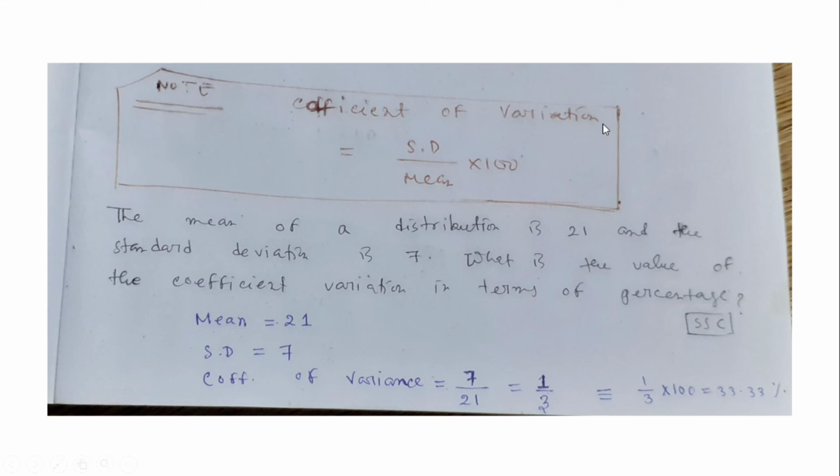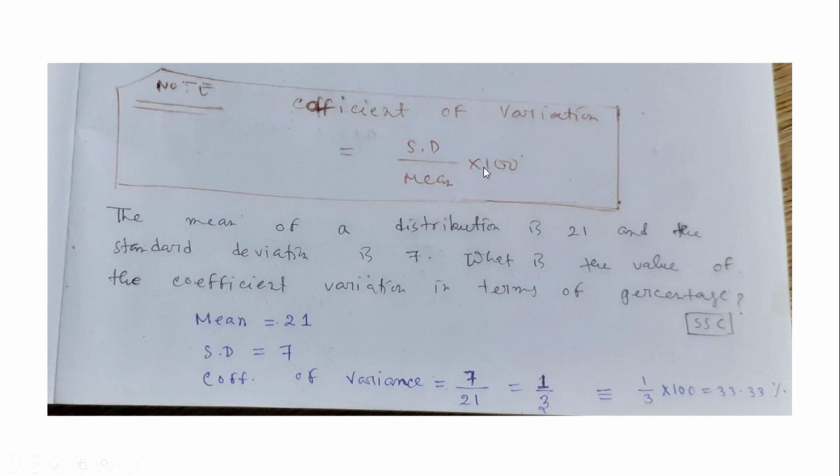And then one note is here, that is coefficient of variation. If we have to find the coefficient of variation, then the formula is standard deviation by mean into 100. We have to remember: standard deviation by mean into 100.